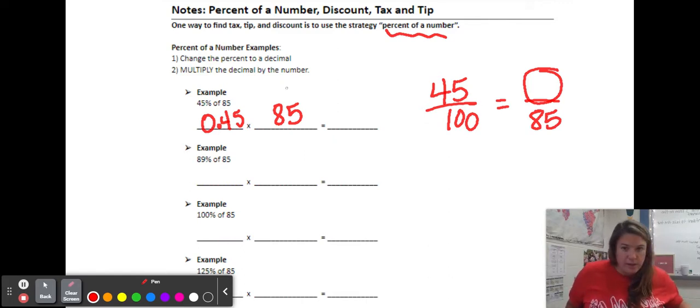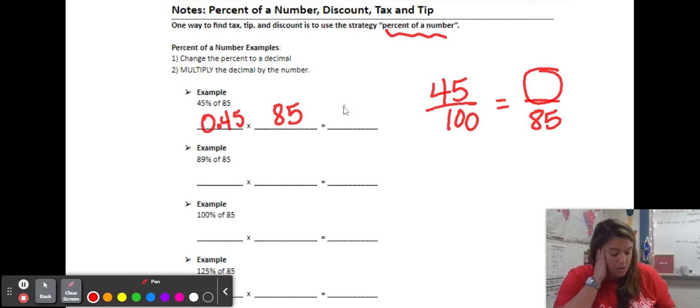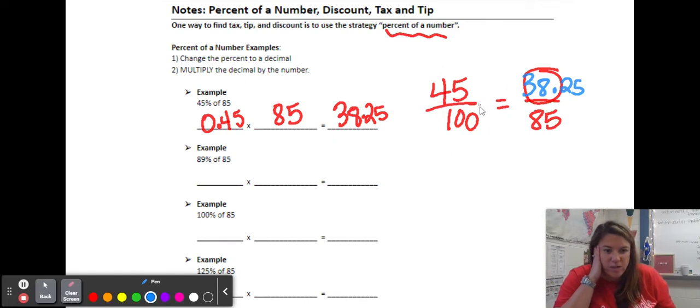All right, so on our calculators, 0.45 times 85. So I turned that percent into a decimal, and that gives me 38.25. So basically, this number up here is equal to 45% out of 100, 38.25 out of 85. They're equal. We don't have to do this fraction part every time, but that's what finding a percent of a number really is, like 89% of 85. So that's 0.89 times 85. So what part of 85 is 89%?